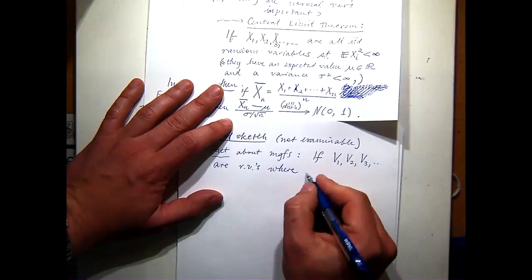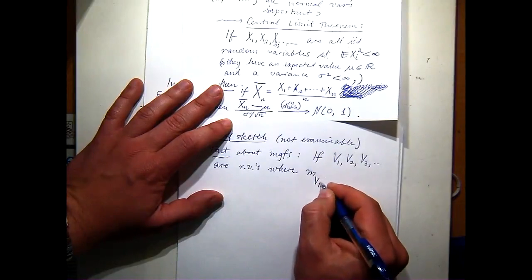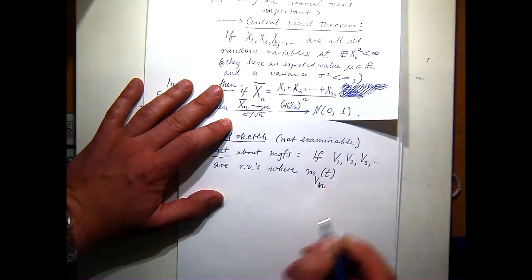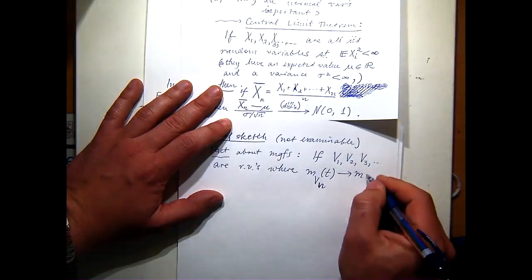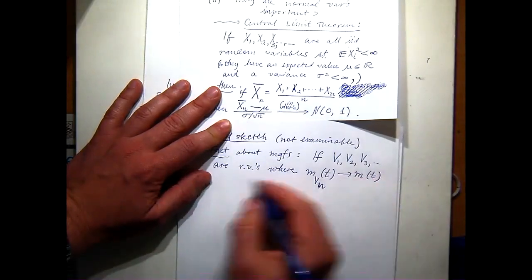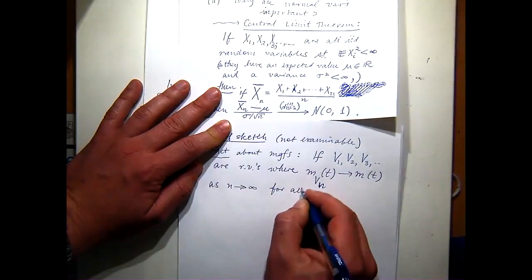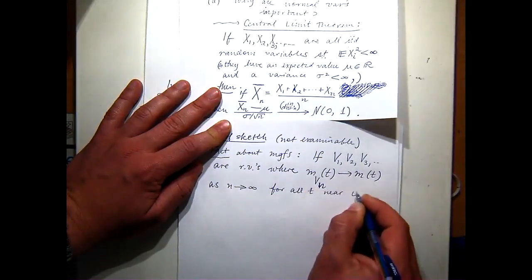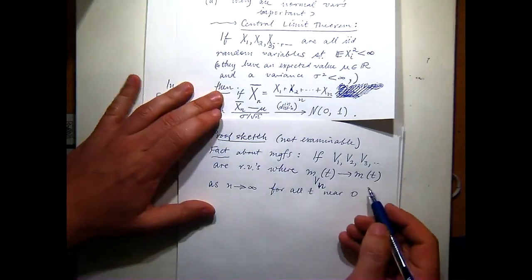So if these are random variables where the MGF, MVn of t, so each of them has a moment generating function, and it tends to some m of t as n tends to infinity. And then for what t is this true? For all t near 0. It doesn't have to be true for large t, because it might not even exist for large t, but just for some neighbourhood of the origin, then this always converges to m of t.